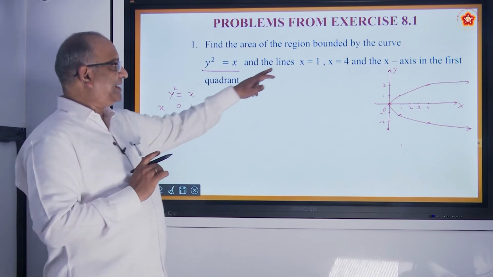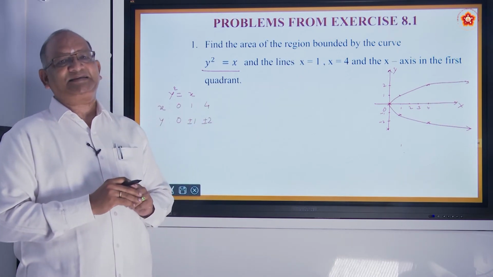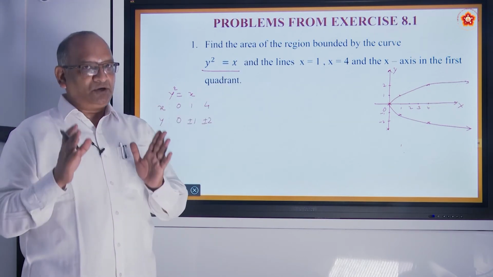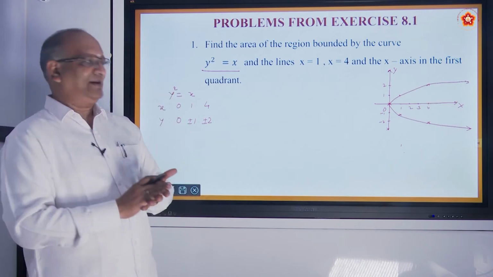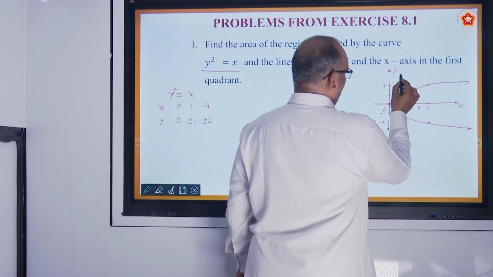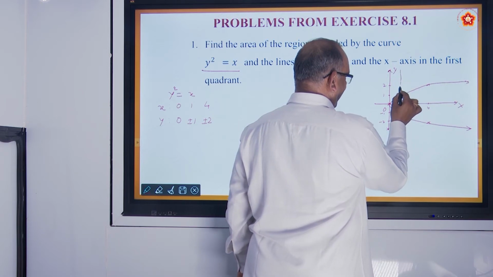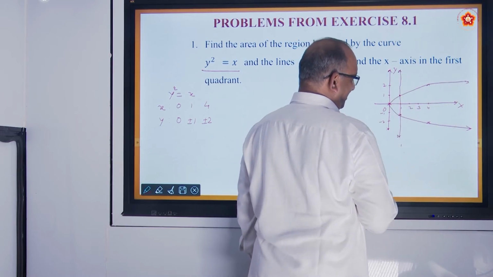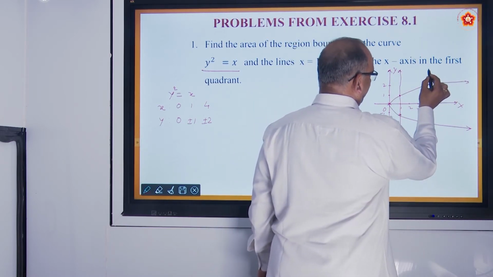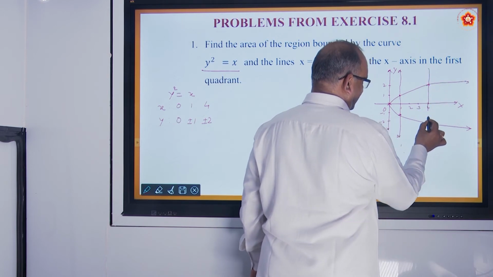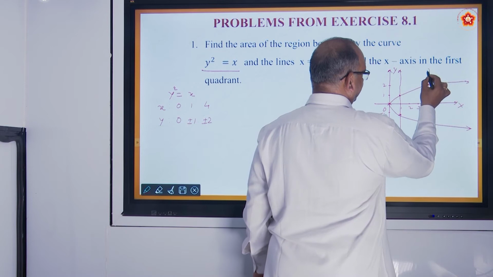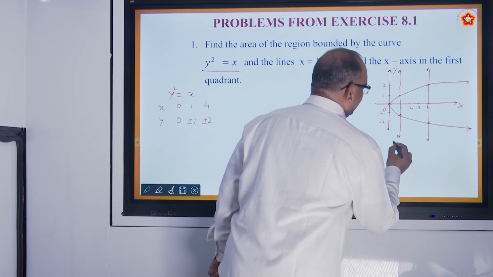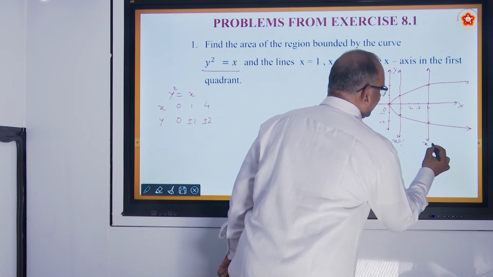What is the next thing? He says x equal to 1, x equal to 4. What is x equal to 1? Equation of y axis is x equal to 0. So x equal to 1 is a line which is parallel to y axis. So from 1 you draw a line which is parallel to y axis. Similarly 4, here also you draw a line which is parallel to this. This line is x equal to 1, this is x equal to 4.